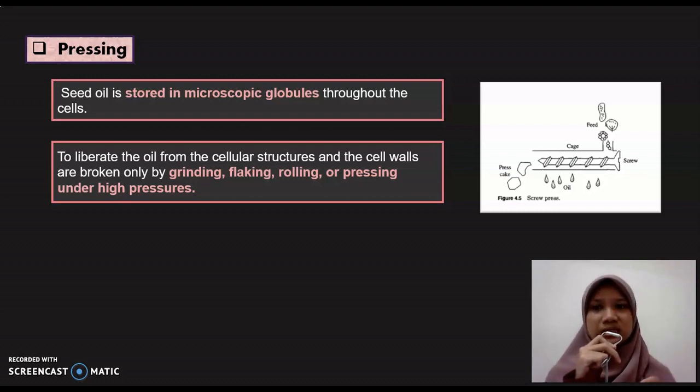So we use pressing in order to liberate the oil from the cellular structure, and the cell walls are broken only by grinding and flaking, rolling, or pressing under high pressure. This picture shows you the screw press. I will show you a video about the screw press later.